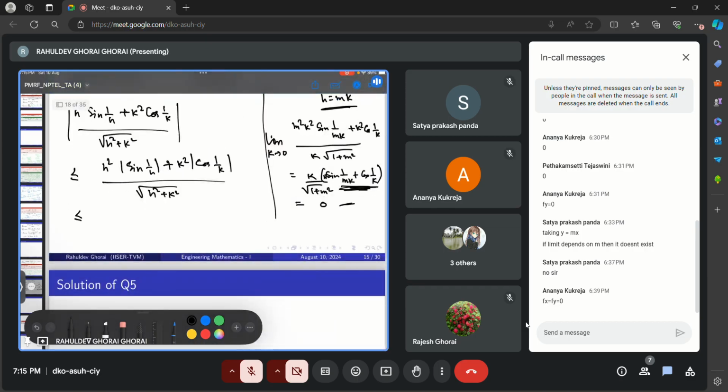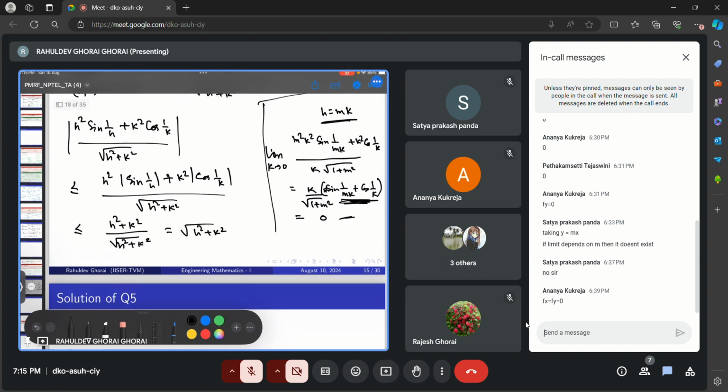That is less than or equal to, because the sine x and cos x functions are less than or equal to 1. So then you can write h square times 1 plus k square times 1 over square root of h square plus k square, which is equal to square root of h square plus k square. Now if you take the limit as h, k tend to 0, 0, this function converges to 0.